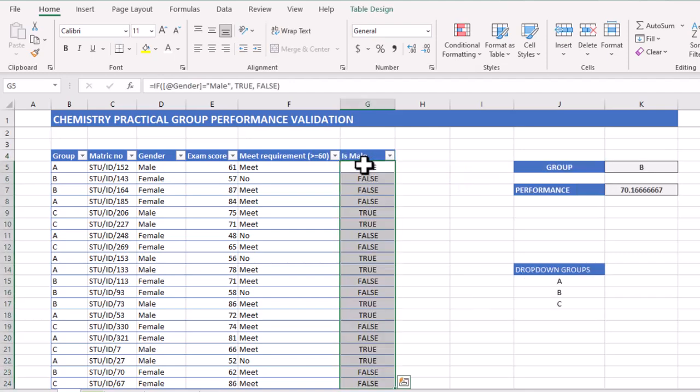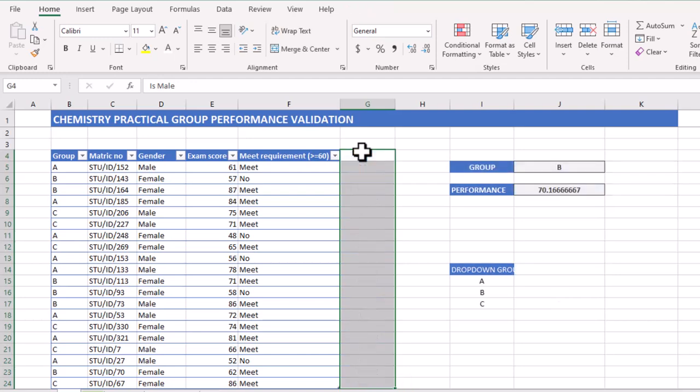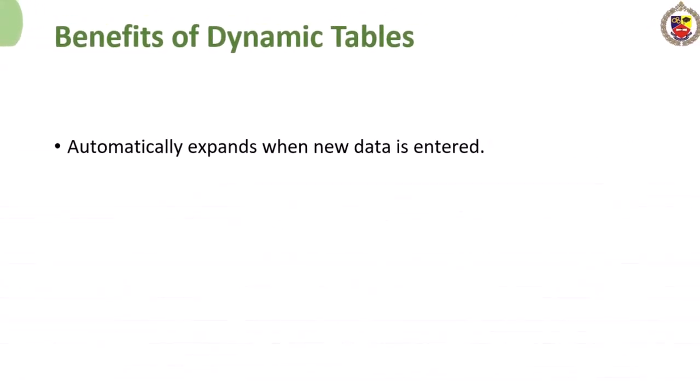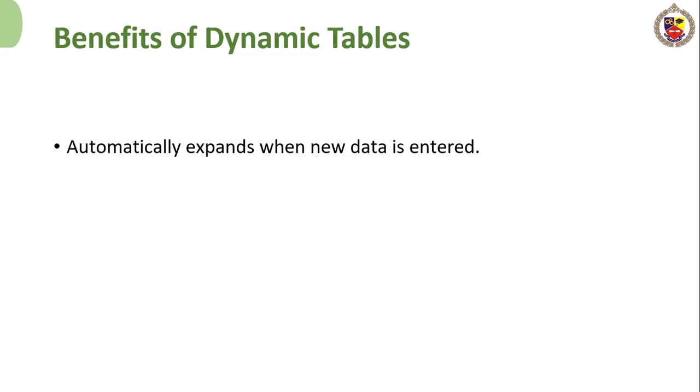Or take for example, if you would like to remove this particular column from the table, you can still use this particular shortcut by clicking on Ctrl dash on your keyboard. This column will be removed for you. Let's discuss the benefit of using dynamic table. As I have already shown you in the practical lab, that table automatically expands when new data is entered into it. It also ensures that formula adjusts automatically while analyzing data.